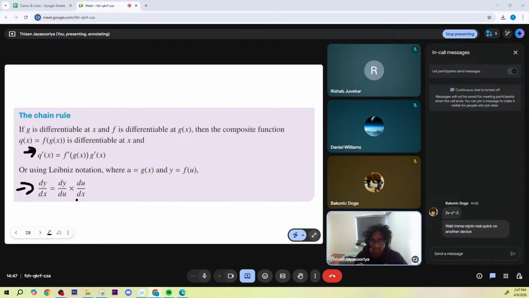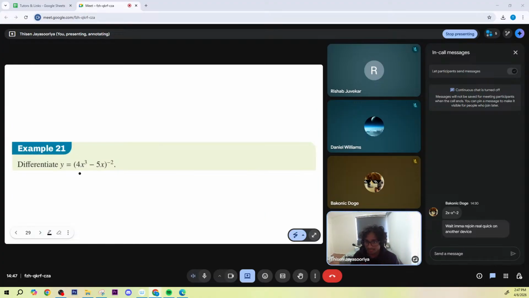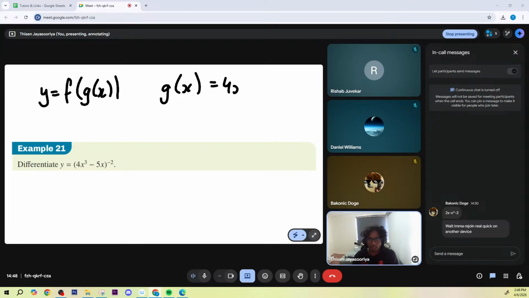So if we go over here, it says y equals (4x cubed, take 5x), all to the power of -2. Do you agree that this can be written in the form f of g of x, where g of x here is equal to 4x cubed, take 5x, and f of x is equal to, sorry, not that, x to the power of -2. Does that make sense?